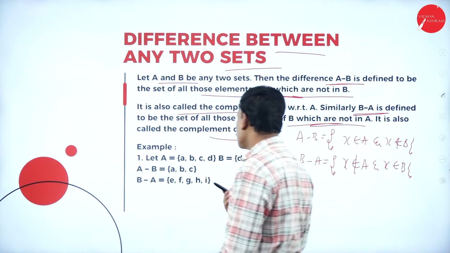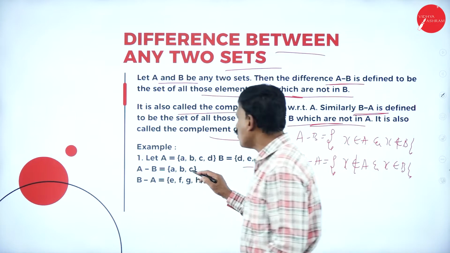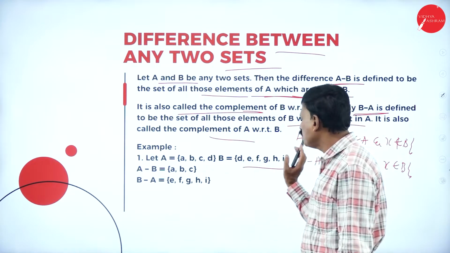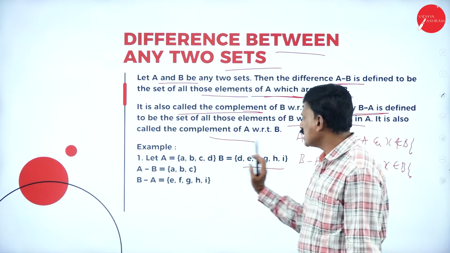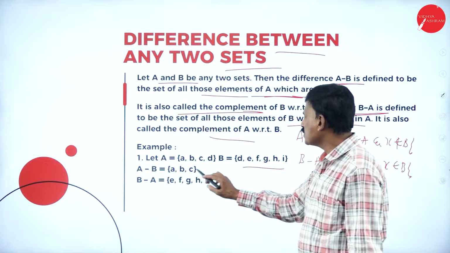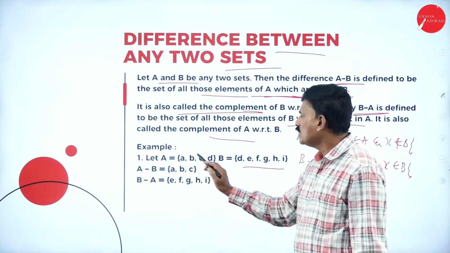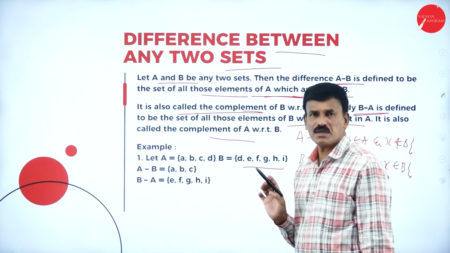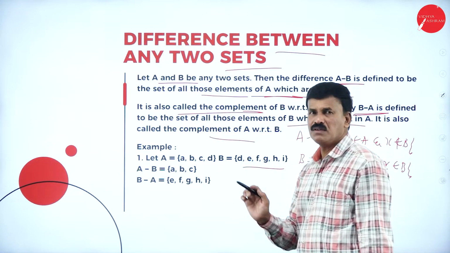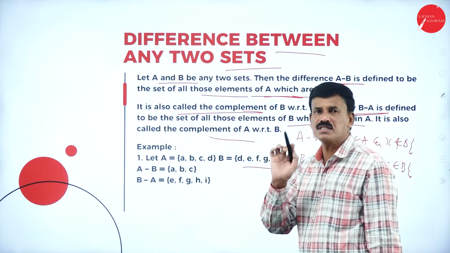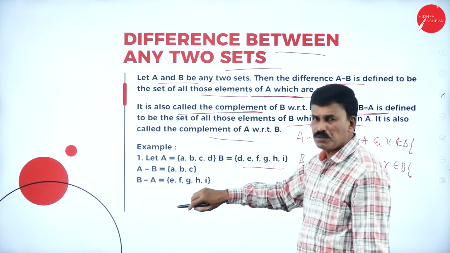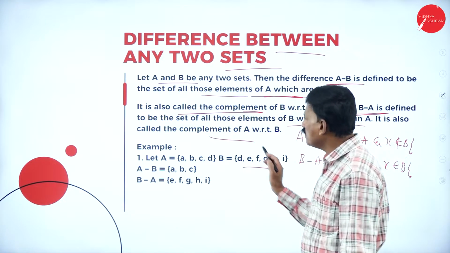And what is A minus B here? A minus B is all the elements which are in A but not in B. So A is here but not in B. Similarly, B is in the set A but not in B, and C is also here but not in B. So A, B, C is A minus B. The difference means the elements which are in A but not in B.